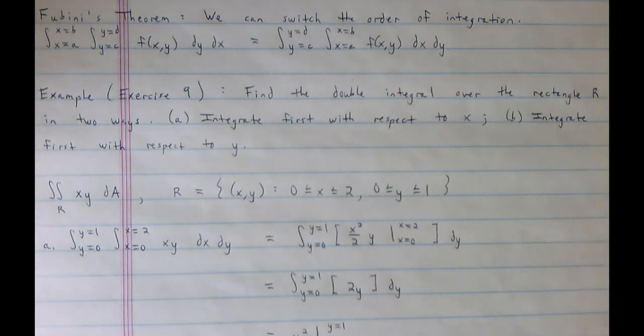So let's look at this example. Find the double integral of the function xy over the rectangle R in two ways. Integrate first with respect to x, integrate first with respect to y. So we're going to be setting up the double integral over R of xy dA. And R happens to be this rectangular region consisting of the ordered pairs xy, where x is between 0 and 2, and y is between 0 and 1.